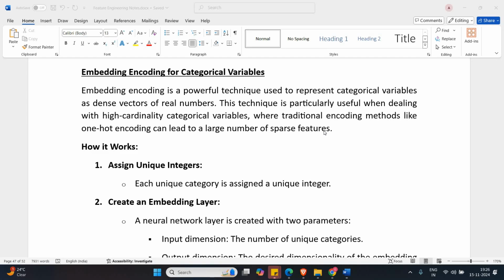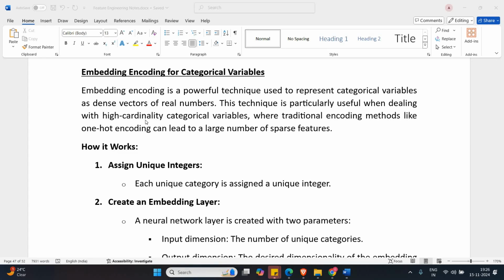In that case, you can get a very big matrix or a very big number of sparse features, the new columns to be added into the data set. If we add that many columns into the data set, it becomes really tough for the model to understand the relationship, and it becomes complex as well.